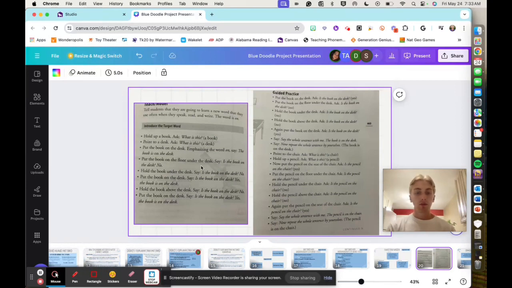Put the book on the floor under the desk, and say, is the book on the desk? No. Hold the book under the desk. Say, is the book on the desk? No. Put the book on the desk. Say, is the book on the desk? Yes, the book is on the desk.